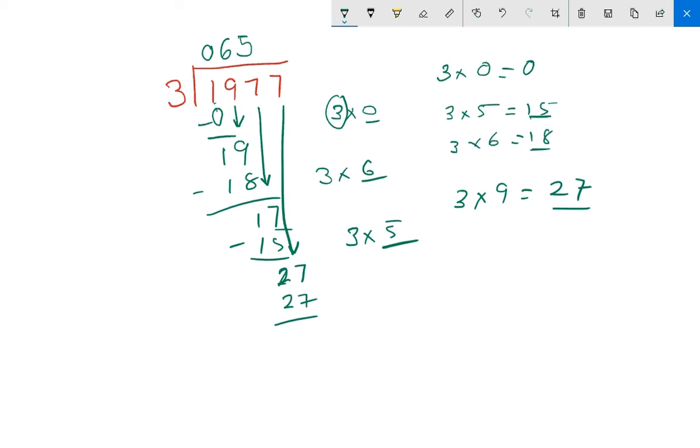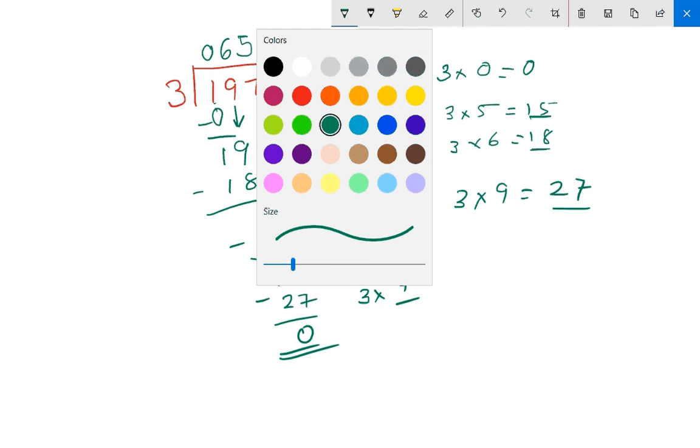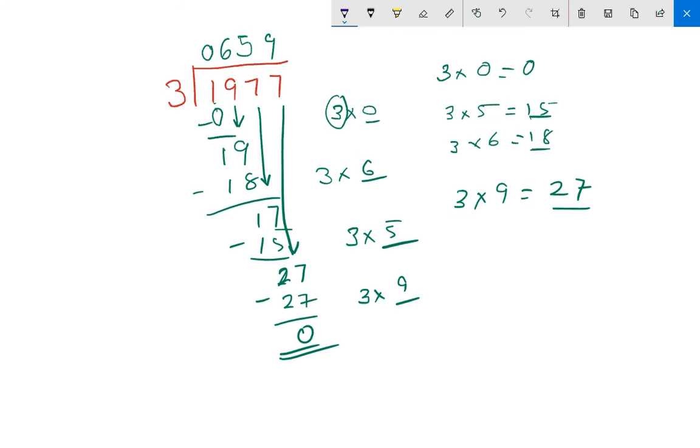Okay, so how did I get 27? I did 3 times 9. Take that 9, put it up here. I subtract 27 from 27. I get 0. This is my answer. Okay, and here's how you can check. You might already know this, so if you want to go ahead and check it yourself, just to see that I'm not teaching you something weird, you can do that now.